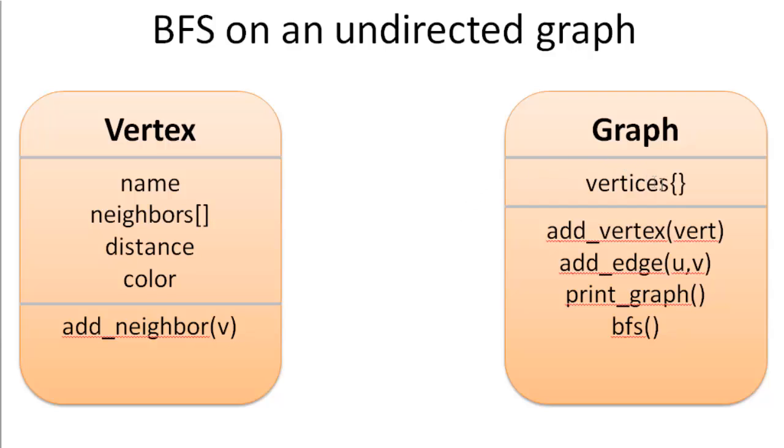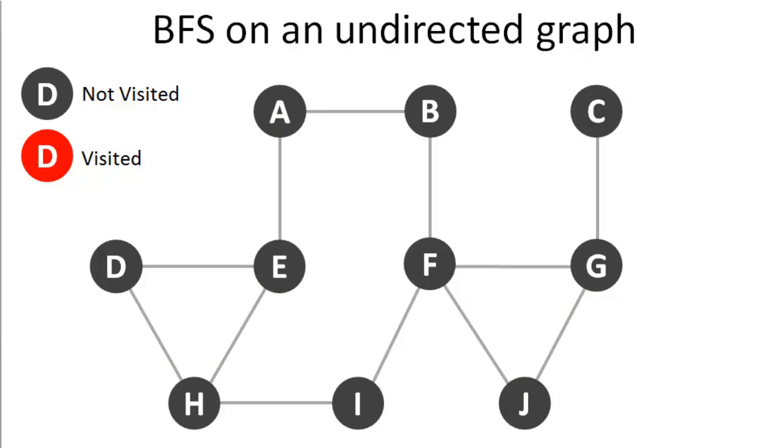In our graph class, we need to store all the vertices. We're going to store those in a dictionary object, and we'll explain that in a minute. So we have a function to add a vertex. It takes a vertex object. We'll add it to this vertex dictionary. We have an addEdge function that takes the letter name of the vertex at either end of that edge, and then a printGraph function and a breadth-first-search function. For color, we're just going to use red for visited and black for not visited.